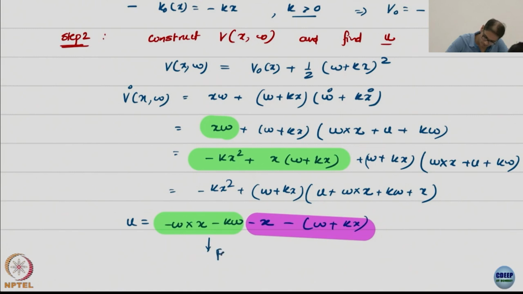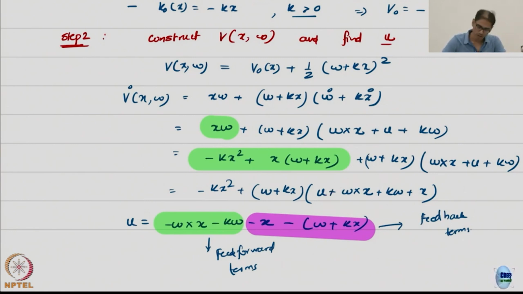These are the feed forward terms and these are the feedback terms. Okay, the logic is pretty straightforward. If you look at these terms, they are coming about just due to the dynamics of the system. These are just the dynamics terms coming from here. And you are sort of cancelling out the effect of the dynamics.